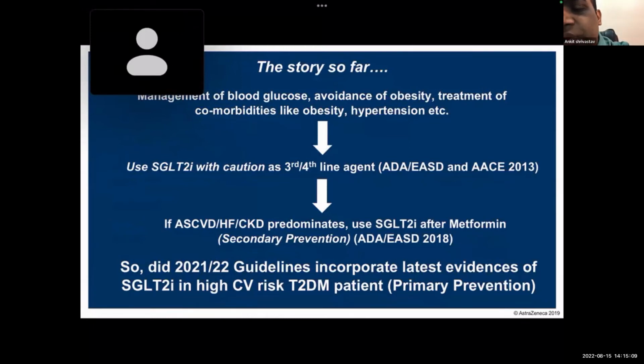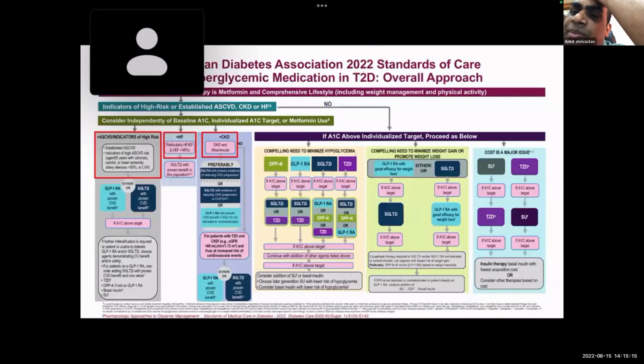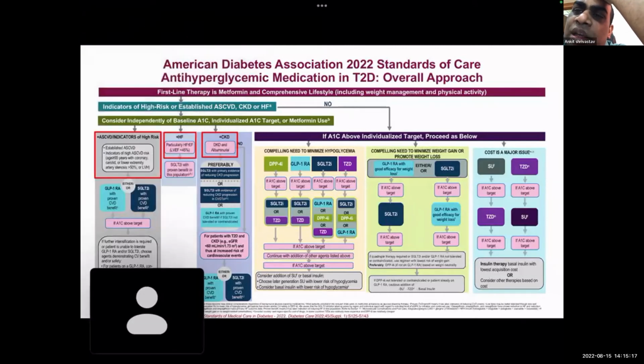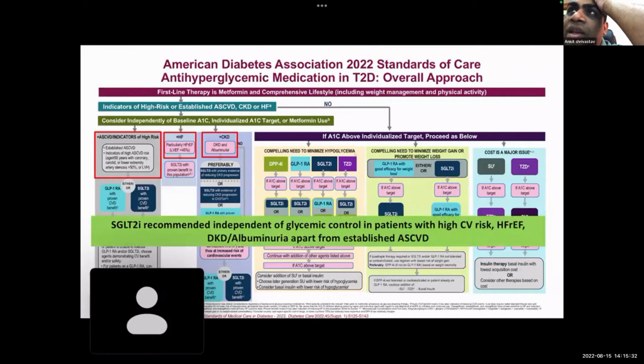So the 2021-22 guidelines incorporate the latest evidence of SGLT2 inhibitors in high cardiovascular risk type 2 diabetes patients. If you look at the ADA 2022 Standards of Care, the overall approach has been quite different. The patients are divided into two subsets, where they establish atherosclerotic cardiovascular risk, CKD, or heart failure. And SGLT2 is recommended independent of glycemic control in patients with high CV risk.